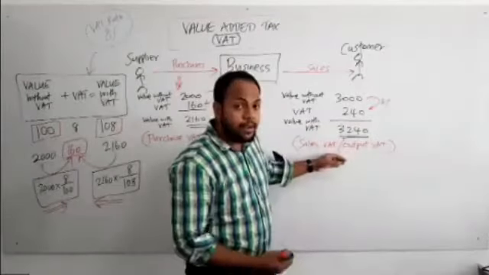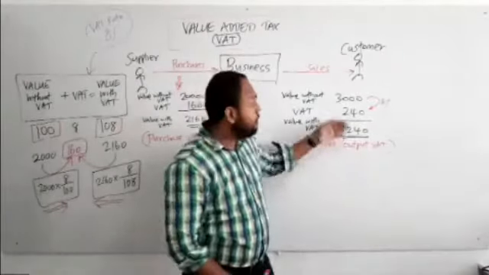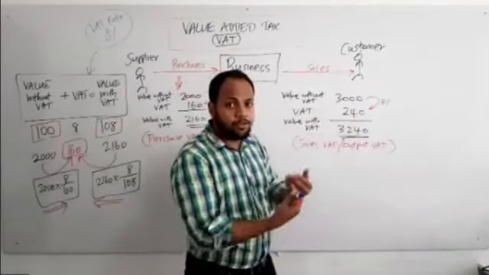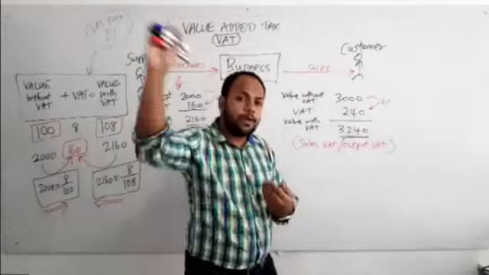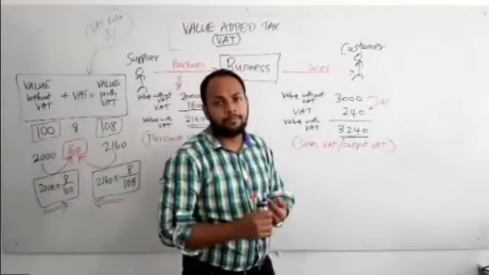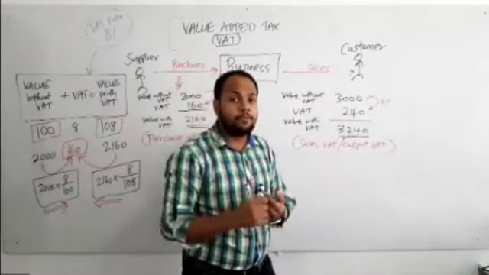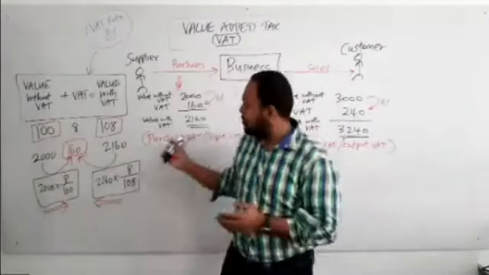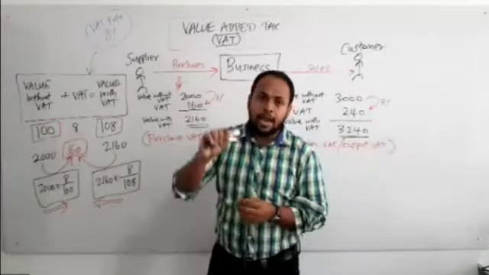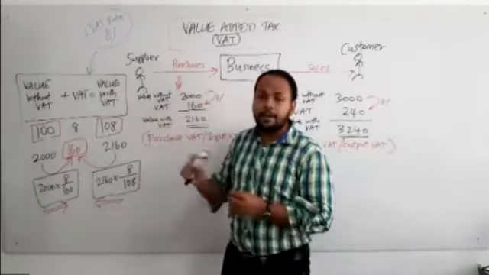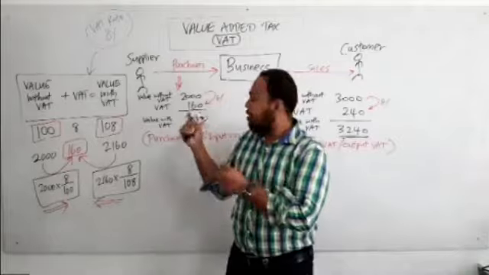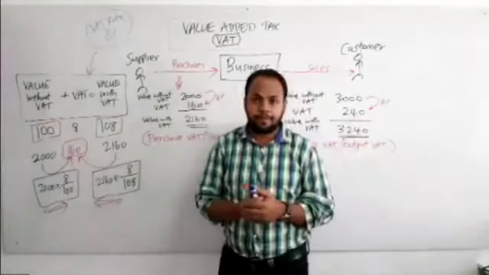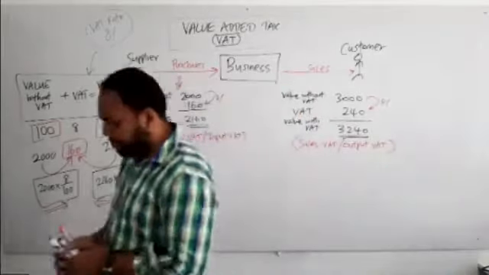So output VAT is payable. We received 240 VAT from the customer, so that VAT we have to pay to the VAT department, to the government. So it is a payable. And what we paid, actually we have to pay 2000, but we have paid another VAT. So this 160 we can recover. So I will give the double entry for this.